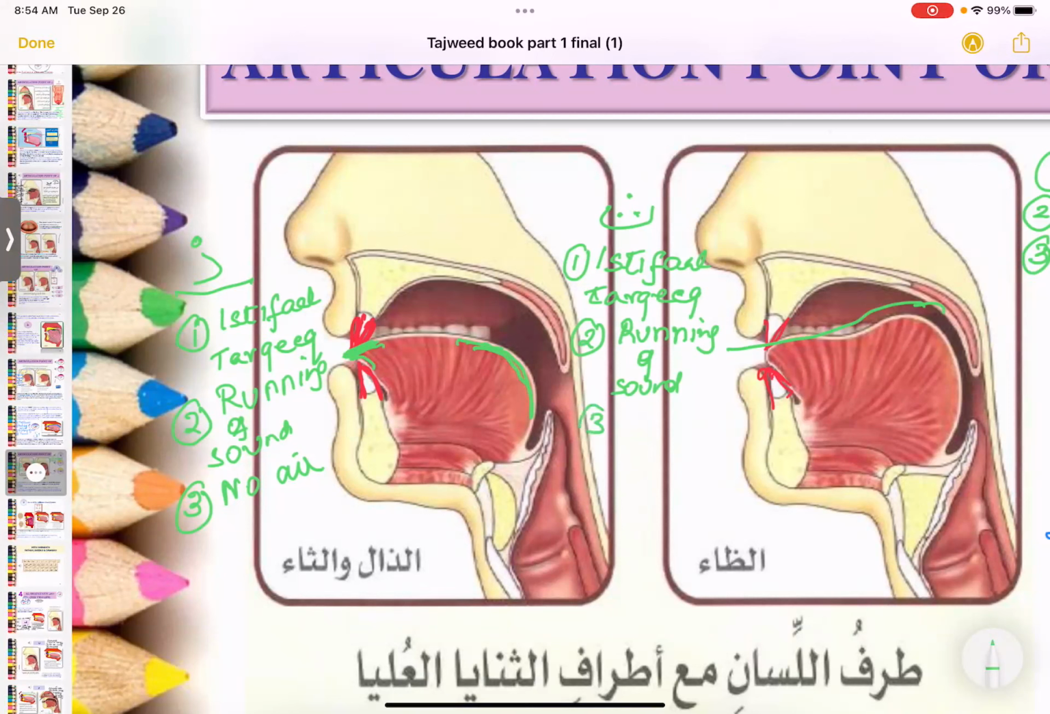Then the third thing about tha, which is unique to tha, is that it has air that accompanies the sound. There's running of air. So when I say the sound of tha, I can feel the gush of air, not the sound of air. I can feel the air gushing out with the letter tha. So how can I figure out the characters of these letters? By articulating the point of articulation for all these 3 letters. So now I have to practice them.